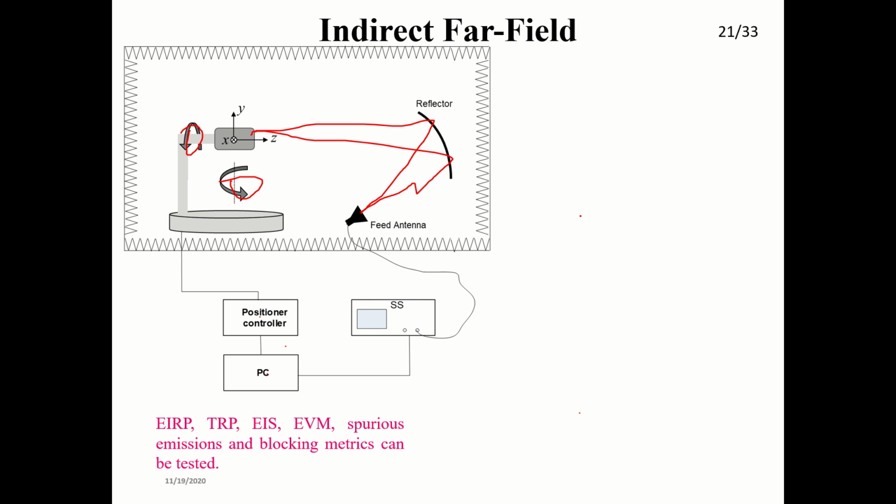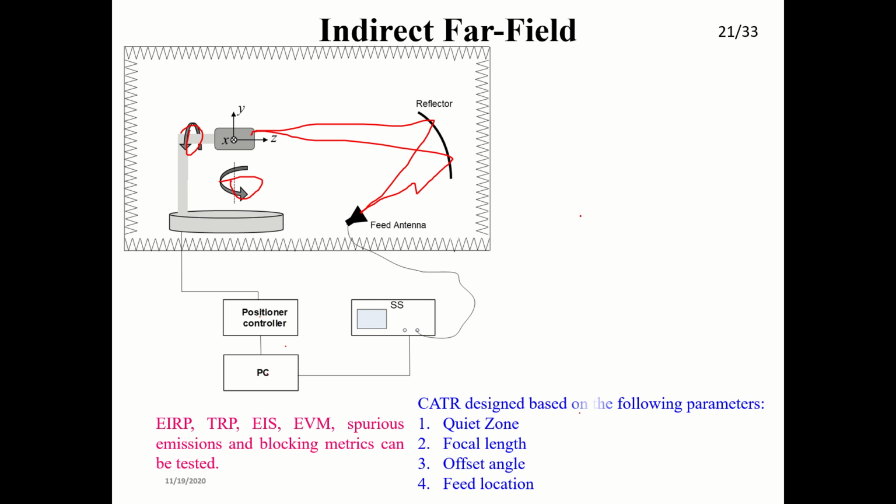Next, these are all the measurements that can be done, with different measurement techniques. In compact antenna test range, what does range mean? Distance. It is the distance between your DUT and the test antenna. It depends on the quiet zone, because you cannot have your reflector here, as it will affect the quiet zone. And focal length is the distance from the feed to the reflector. Offset angle is the angle you are offsetting, for example this is the offset angle.